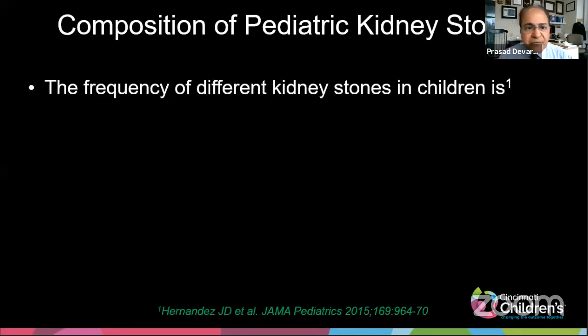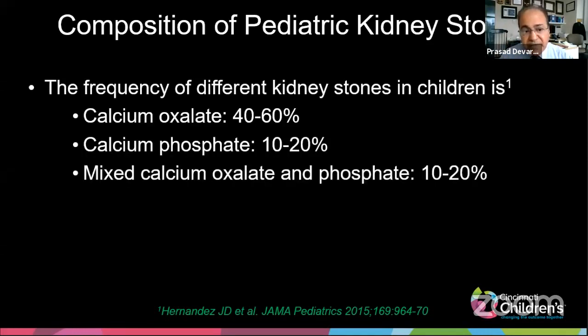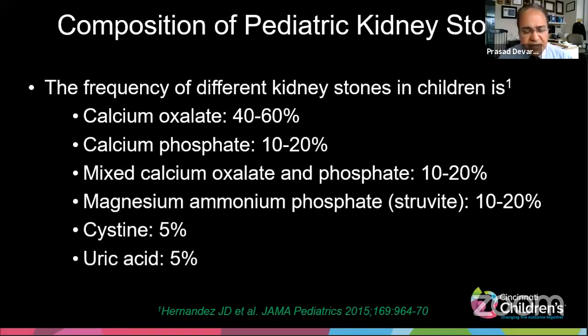Composition. The frequency of different kidney stones in children is mostly either calcium oxalate or calcium phosphate or mixed calcium oxalate, calcium phosphate. A lot of stones start as calcium phosphate in what are called Randall's plaques, and then calcium oxalate gets deposited on top of that. There are rare causes like magnesium ammonium phosphate, also called struvite stones, common in patients with recurrent infections. And then there are rarer genetic causes like cystine and uric acid.